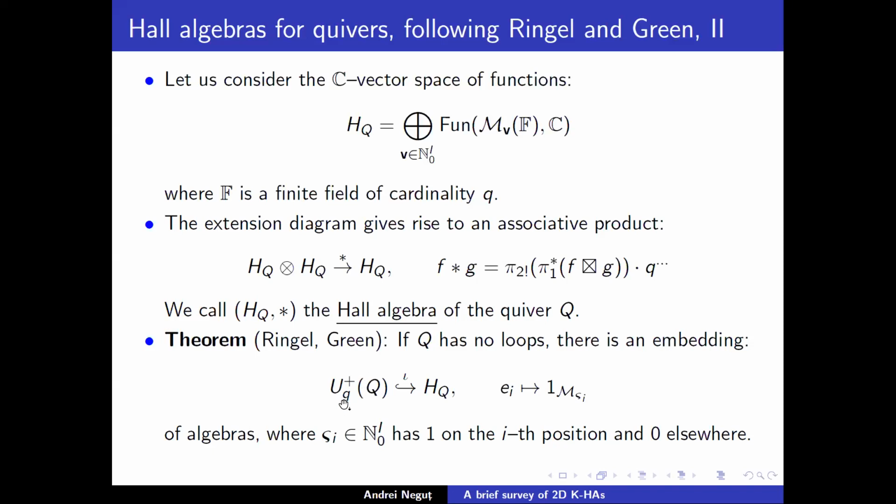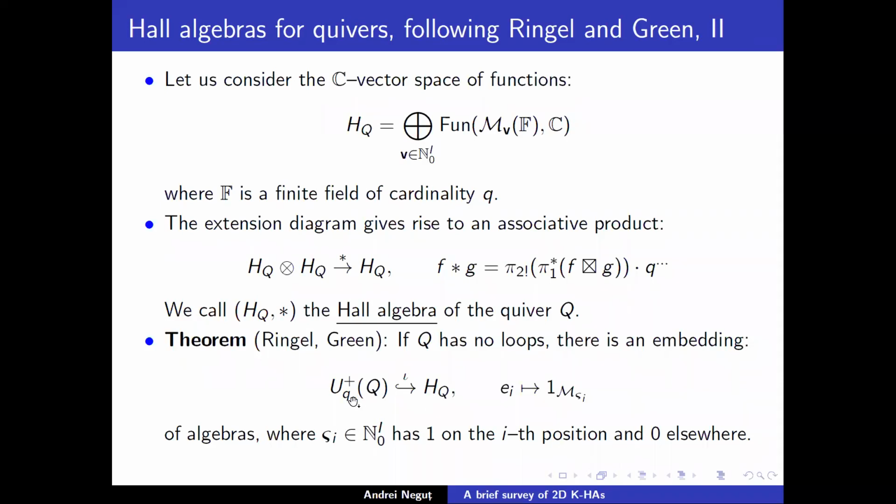The parameter of the quantum group Q will be identified with the cardinality of this field. So we do have to say a few words about why all structure constants are polynomials in Q, but everything is a polynomial in Q. And what this theorem says is that you get an embedding of algebras from the thing on the left to the thing on the right.